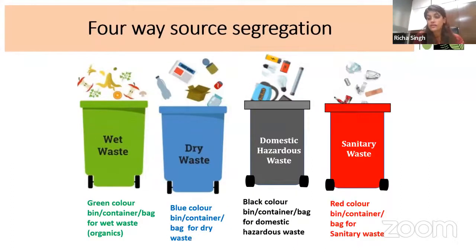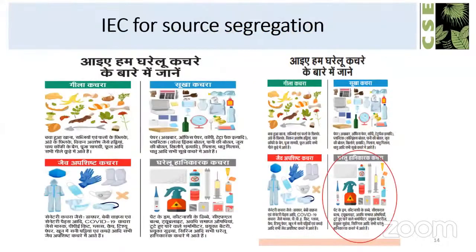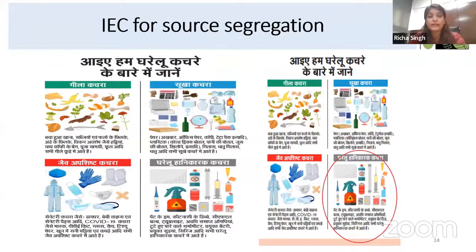But four-way segregation is the minimum requirement that a city should adopt for ensuring that there is no contamination or hazard happening because of the domestic hazardous waste, and this is the most accepted one. So implementing source segregation at households is very important.